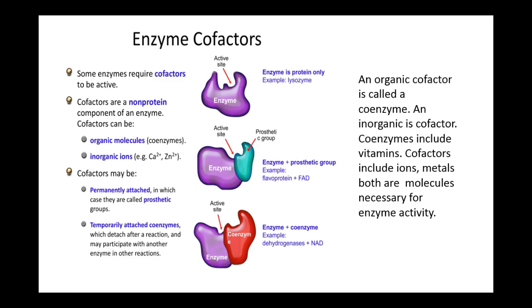So these cofactors can be permanently attached to the enzyme. We call them prosthetic groups at that time, or they can be temporarily attached. So they can affect the active site, and that's what they're going to do, is affect the active site in some way, either with a permanent attachment or a reversible attachment.